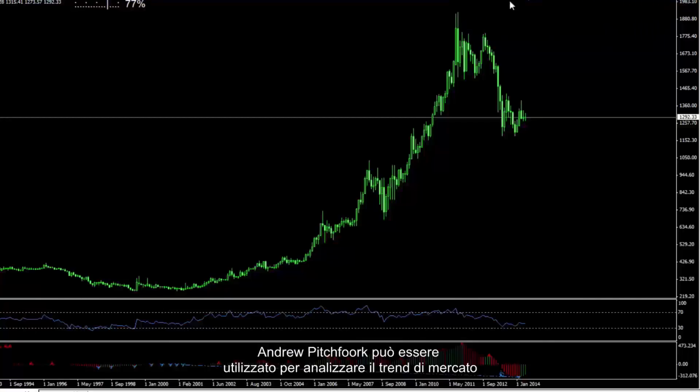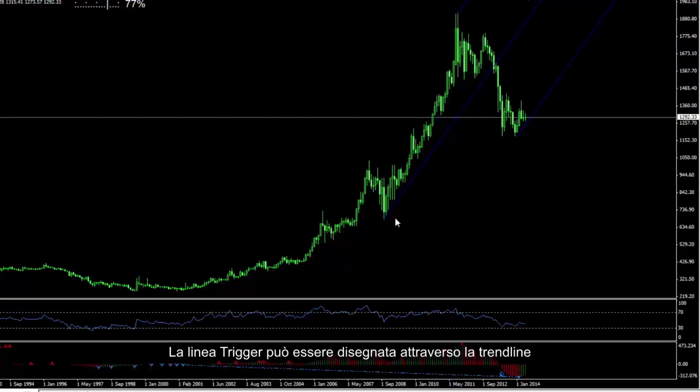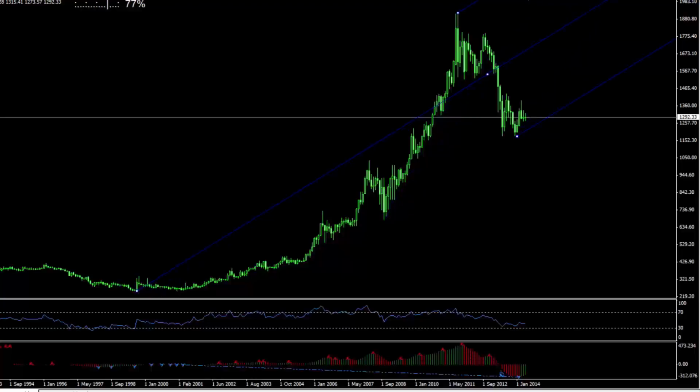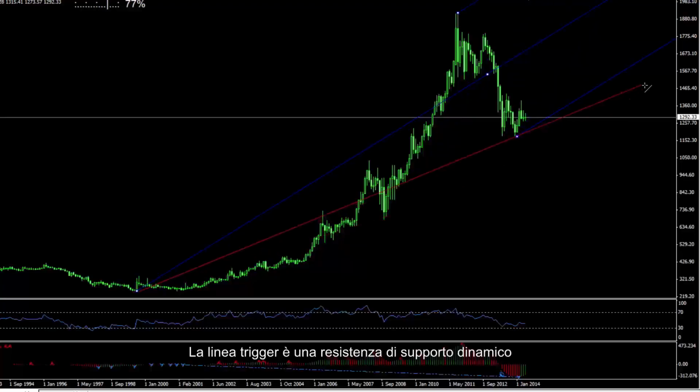Andrew's pitchfork can be utilized to analyze the market trend. The three pivots can be selected. A trigger line can be drawn via the trend line. The trigger line is our dynamic support resistance. This line resists against the price increment in this spot.